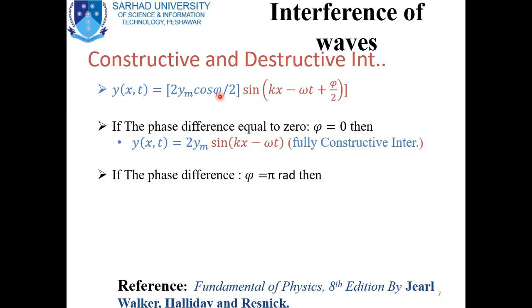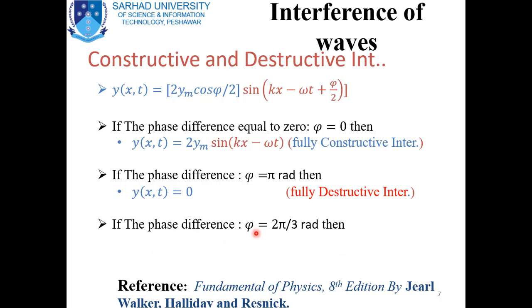When the phase difference between two waves is pi radian, then we will insert pi over here. So this will give you pi by 2 and cos pi by 2 will give you 0. So the whole expression is multiplied with 0 and our instantaneous displacement will be equal to 0. In this case, the two waves will cancel each other and we will call it a fully destructive interference.